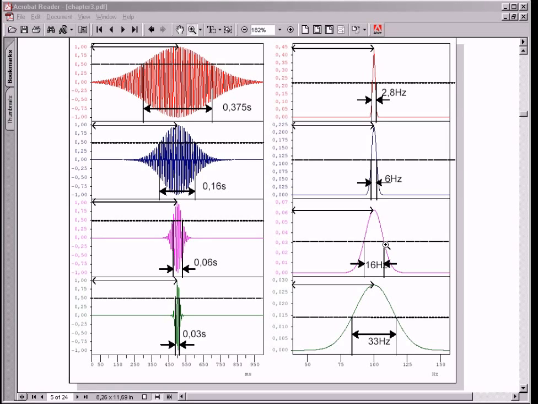With that, the uncertainty principle for time and frequency reads: delta f times delta t is bigger than or equals 1, which means bandwidth multiplied with time duration has at least the absolute value 1.